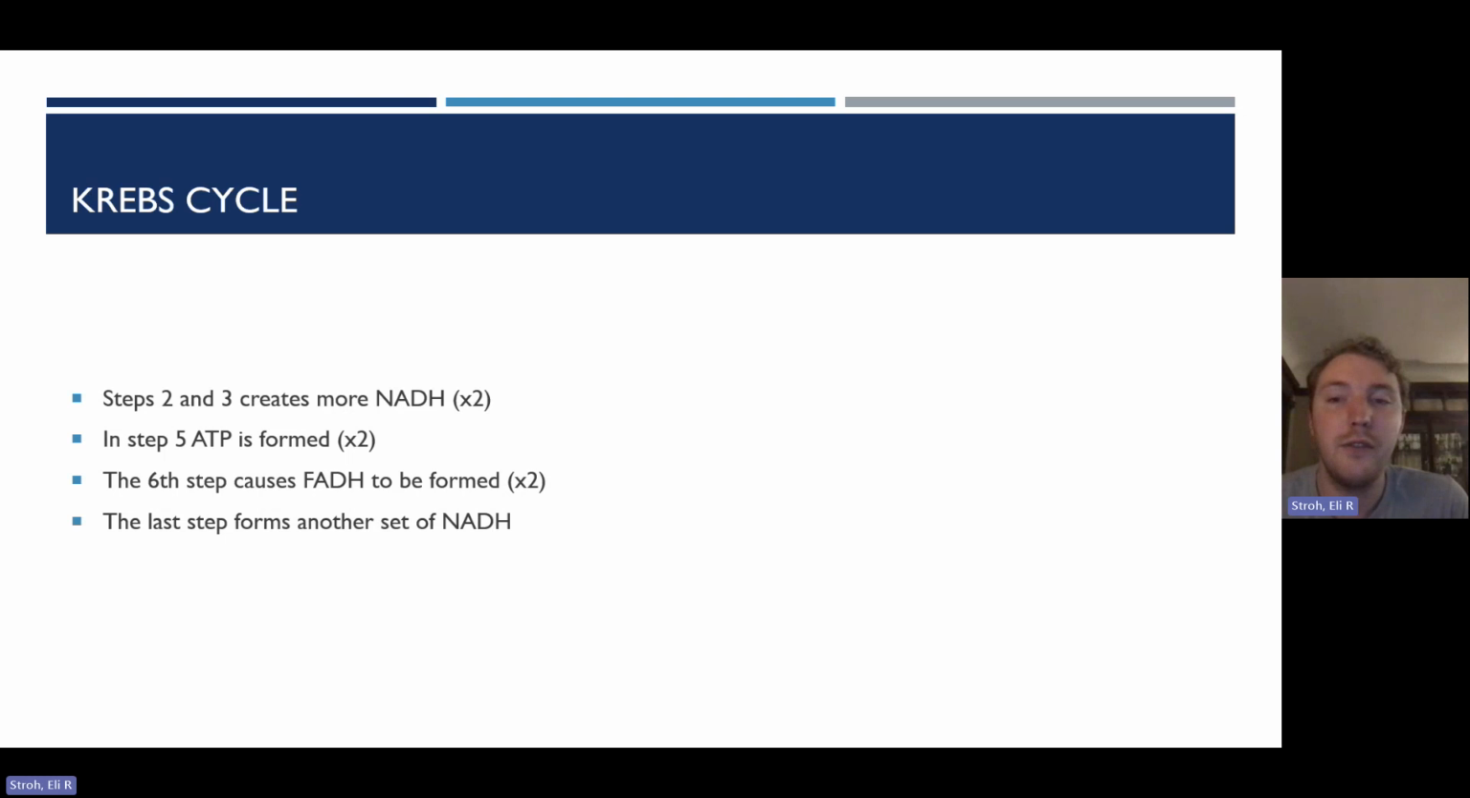In step 5, we have the only ATP being formed in the Krebs cycle, and that is due to succinyl synthase, allowing us to have that. Step 6, we have FADH being created by succinate dehydrogenase. And lastly, in step 8, we have another NADH pair being created.